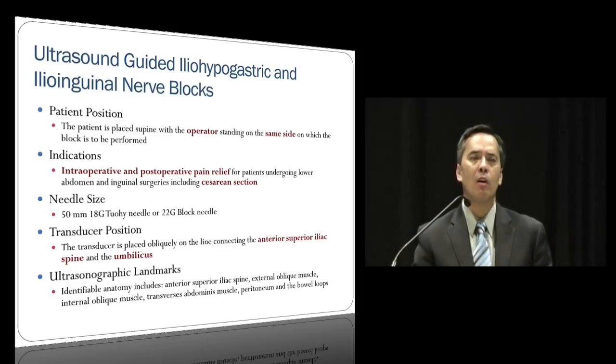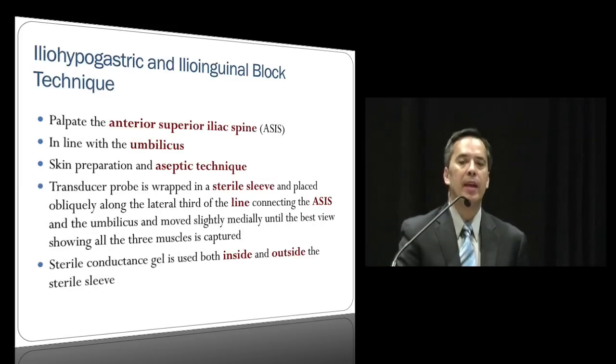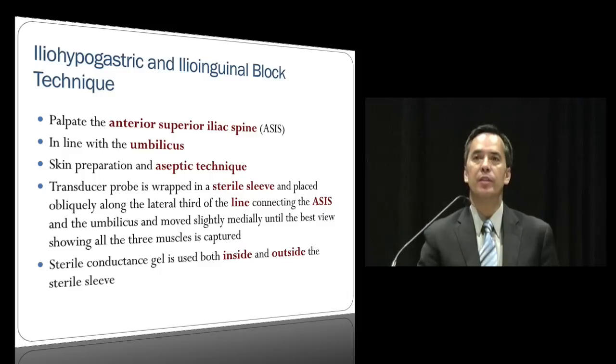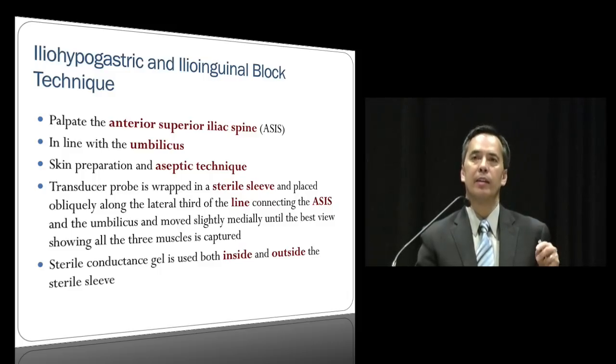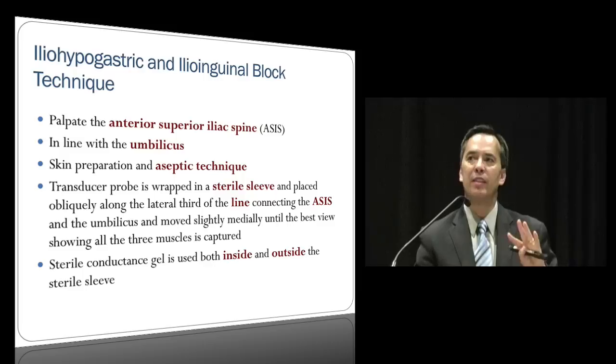As far as the anatomical landmarks, you want to look at the anterior superior iliac spine, the external oblique, the internal oblique, the transversus, and also the peritoneum and bowels. So what you do is you palpate the anterior superior iliac spine in line with the umbilicus. You want to use an aseptic technique, and with the sterile conductance gel, I like to put it inside on top of the probe, over the sterile cover, and also I like to use external gel too because it makes it more conductive and allows for better visualization.